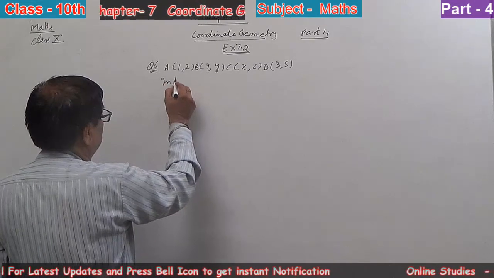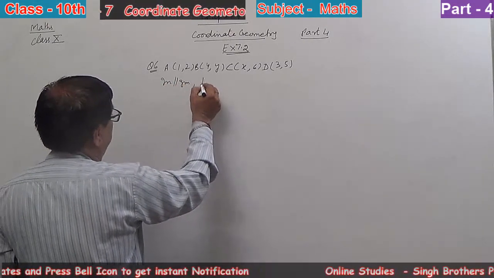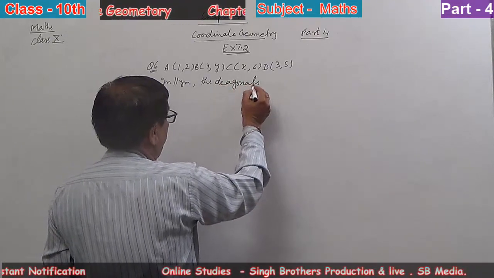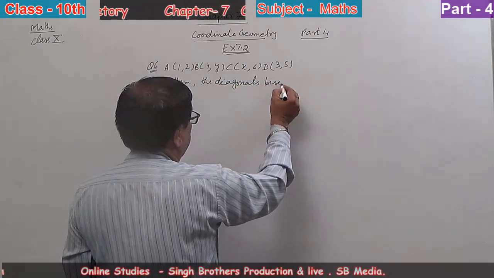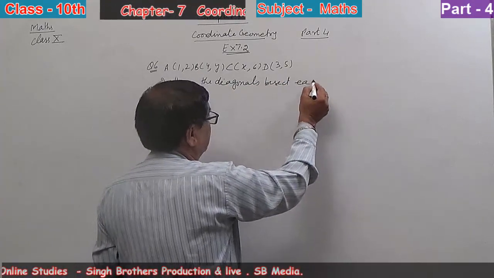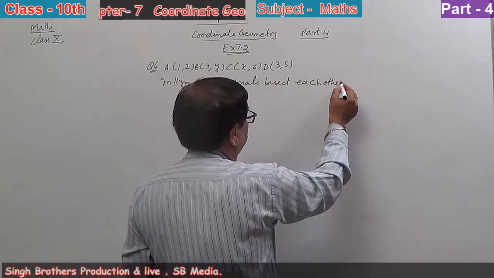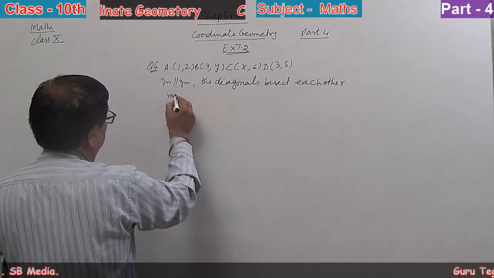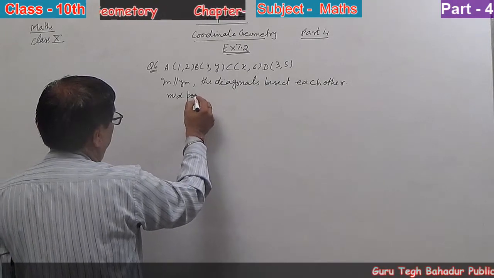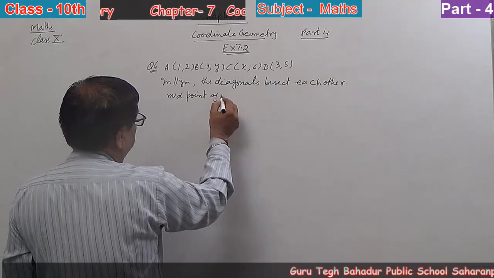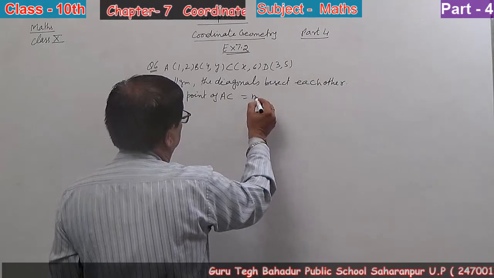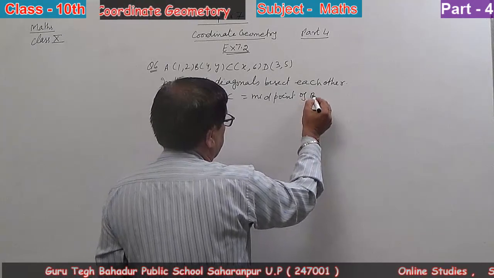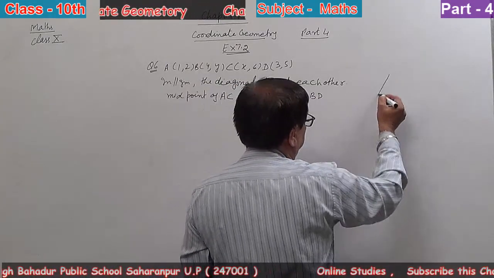In a parallelogram, the diagonals bisect each other. So, the midpoint of AC is equal to the midpoint of BD. So, this is a parallelogram.